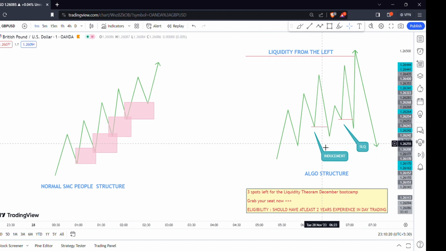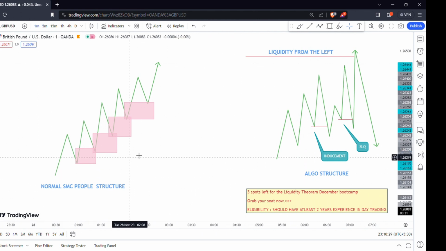They just do it for the marketing. They don't know what they are. They don't know how to pick the correct liquidity and correct inducement. And many SMC people will trade that. This is completely a lie. The market will never work like this.